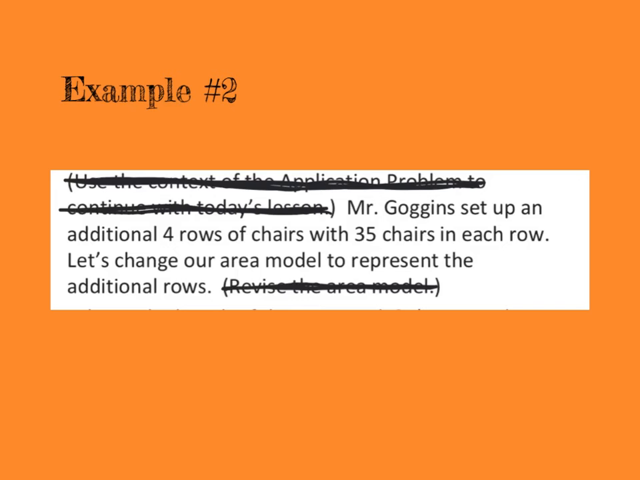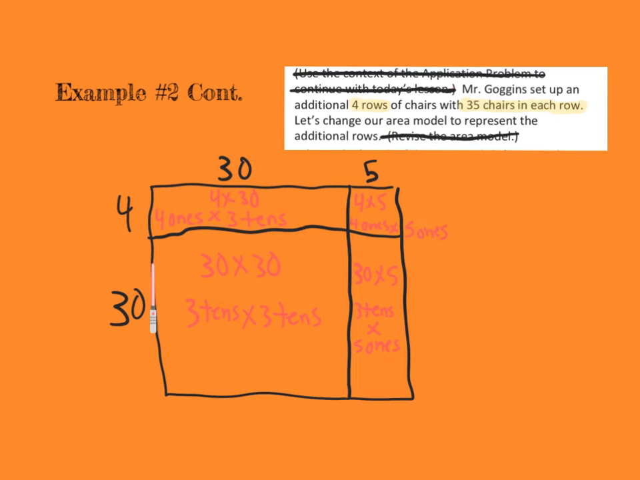Sorry for the messy cross-out, but for example 2, we will be doing the same problem but with different numbers. Mr. Goggins set up an additional 4 rows of chairs with 35 chairs in each row. Let's change our area model to represent the additional rows. So once again, we have this giant area model. You split it down like this now, because you have 4 rows with 35 chairs. So you take 30 and 5, and then 30 and 4. You put the lesser numbers at the top because they're smaller than the bigger numbers.